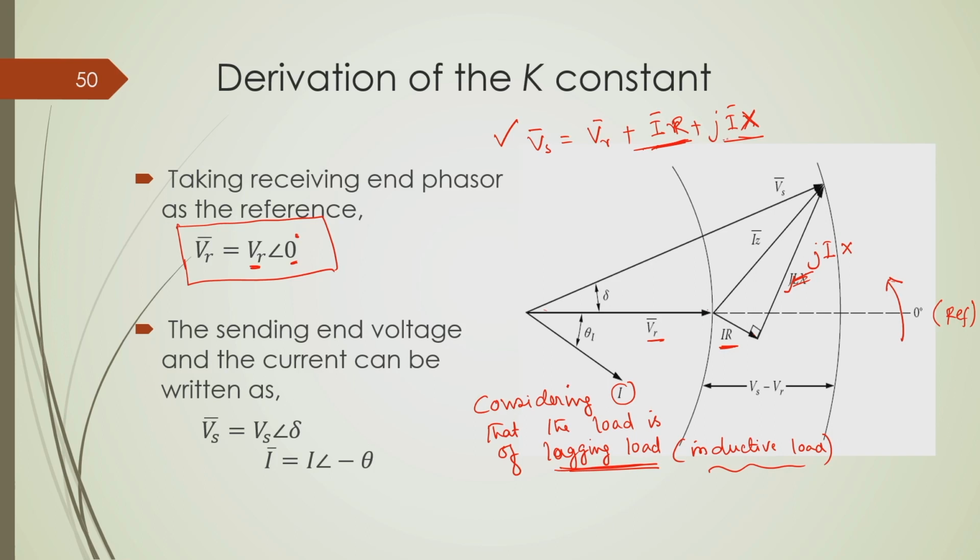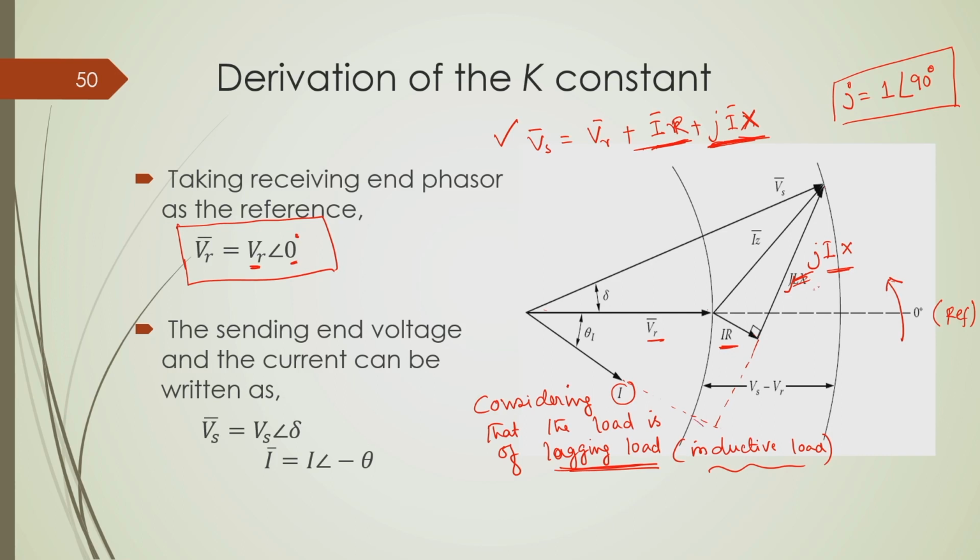Now, this jIx means we have a j operator over here, and we know the j operator has a unity magnitude but a 90 degree phase shift. That means this jIx phasor will be perpendicular with respect to the current phasor. So, let us draw a perpendicular with respect to this I phasor. Whatever we get will represent this jIx. This jIx again will be a scaled value of the I phasor, but it should be perpendicular with respect to I.